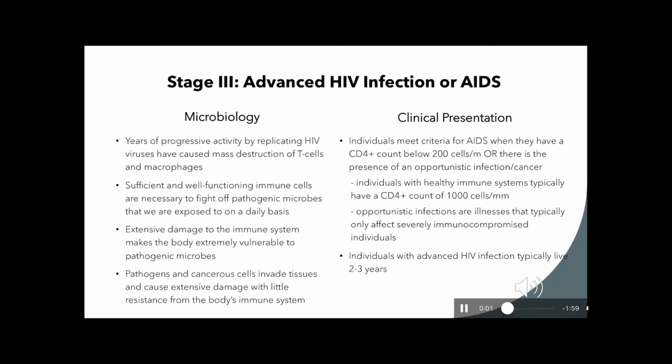So stage 3 of HIV is called the advanced HIV infection, or AIDS, the acquired immunodeficiency syndrome. It's now called advanced HIV infection. It was previously called AIDS, but I still do hear it referred to as AIDS pretty often. So the microbiology of stage 3 AIDS shows a severe destruction of the immune system.